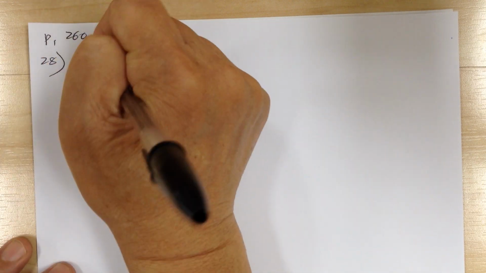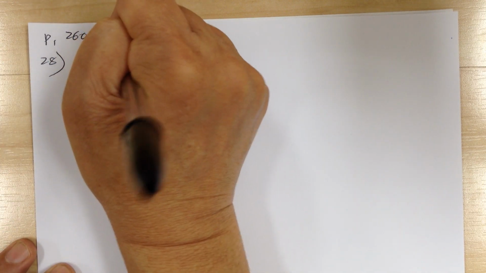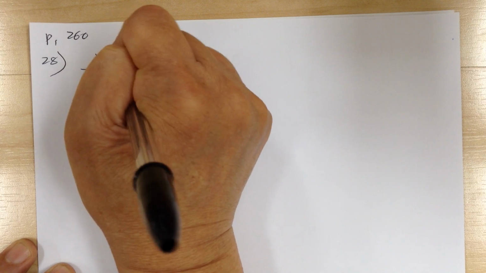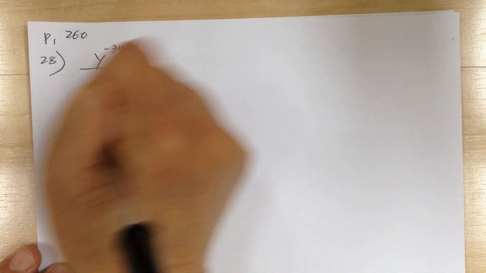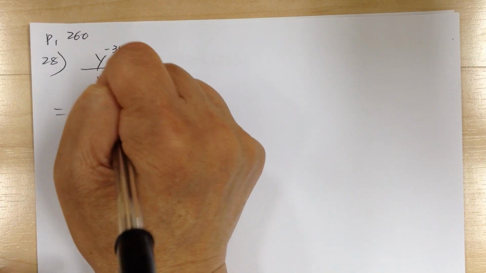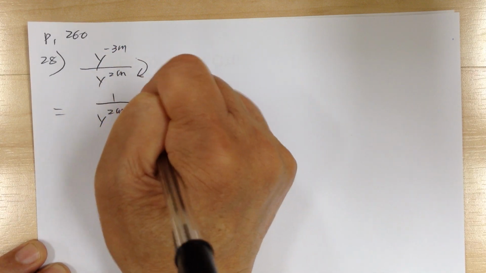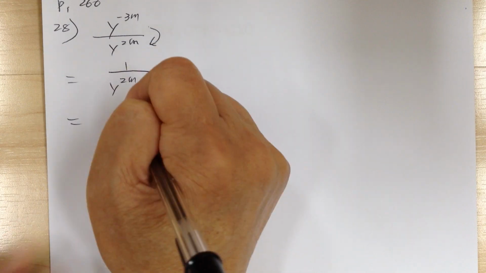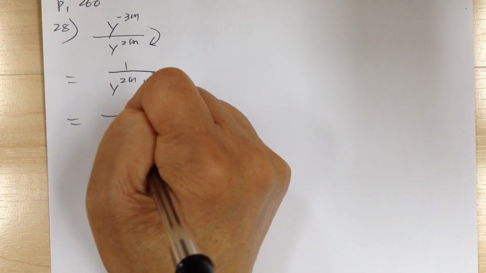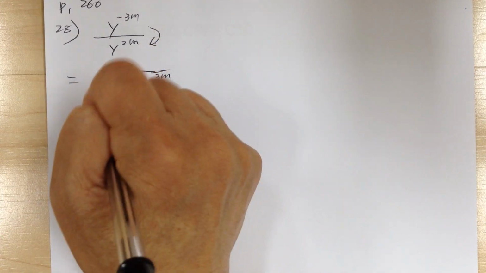Okay, let's go to the next one. So you got y to the minus 3m over y to the 2m. So flip this over. So this is equal to 1 over y to the 2m times y to the 3m, and apply the product rule, so it becomes 1 over y to the 5m. You add these.